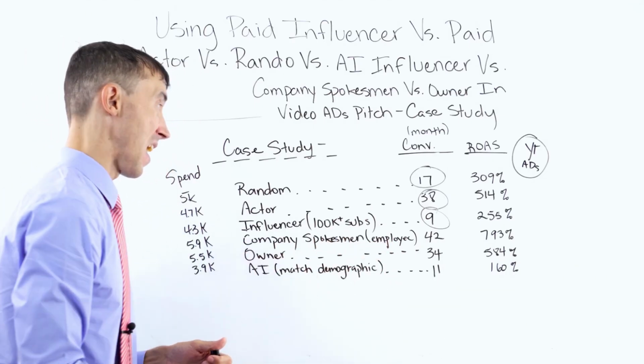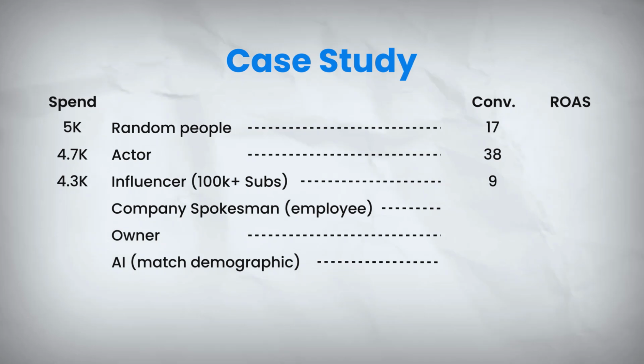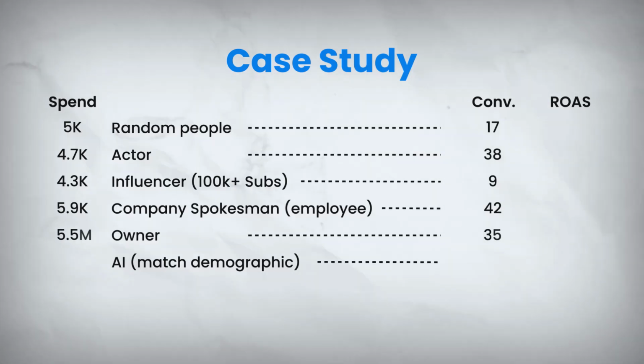That got 9. It was actually the lowest. The company spokesman, the employee, got the most at 42. The owner got 34, and the AI got 11. So that was in the gutter as well.